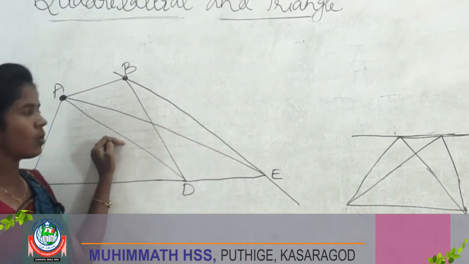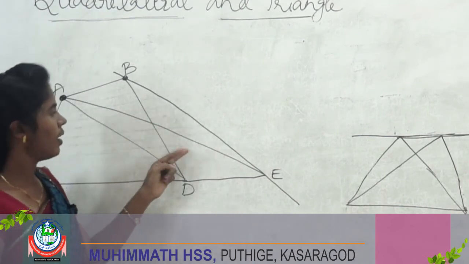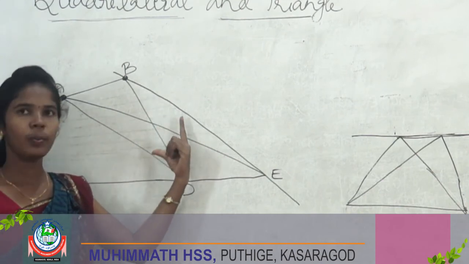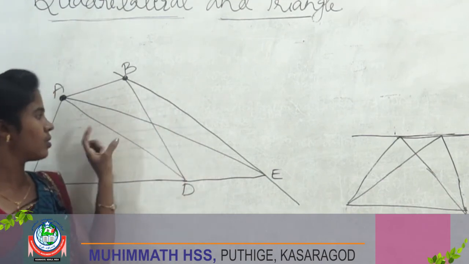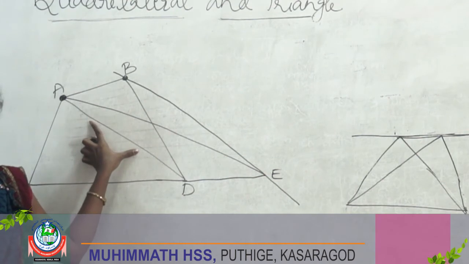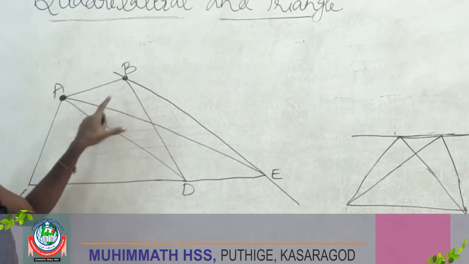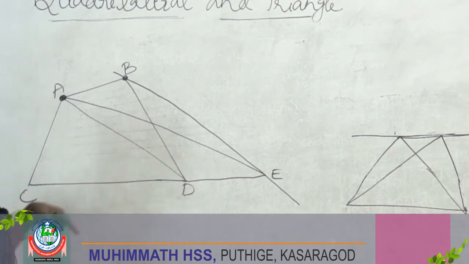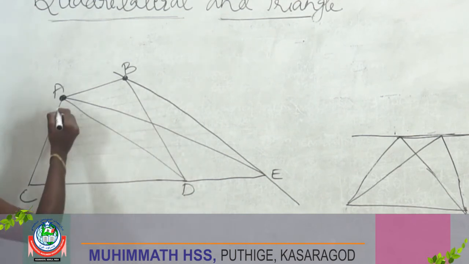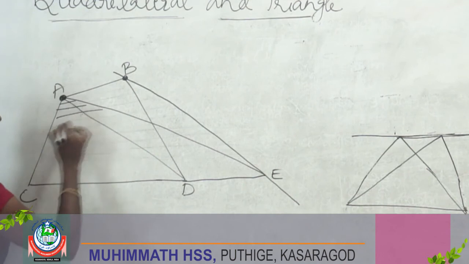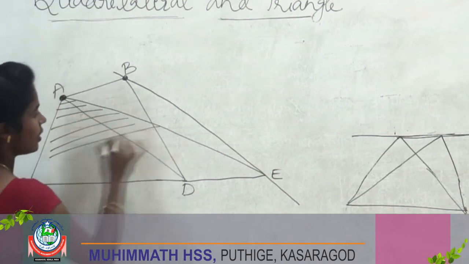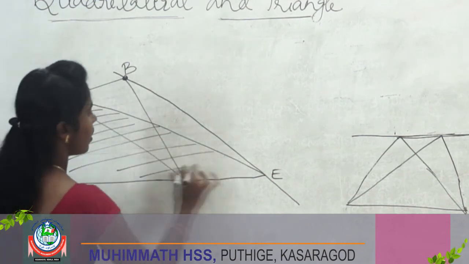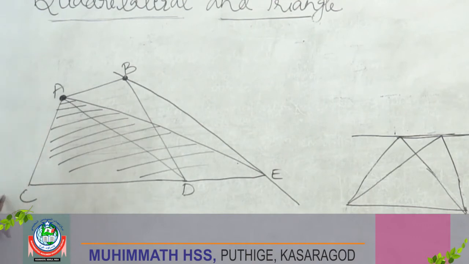Why? Because these two triangles lie in between two parallel lines, and the bases of these two triangles are also equal. Therefore, areas of these two triangles are equal. Therefore, the area of quadrilateral ABCD is equal to the area of triangle ACE.